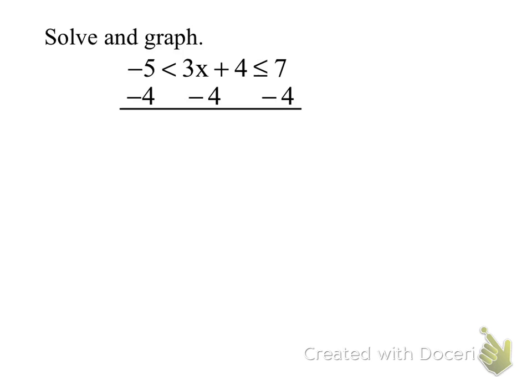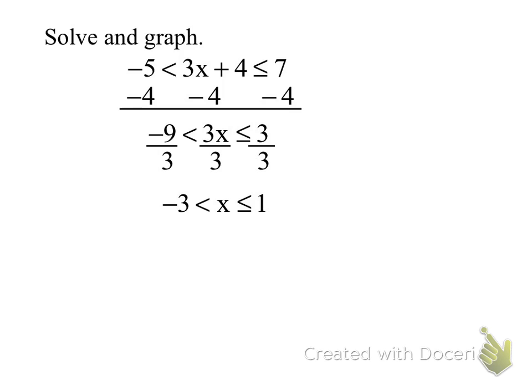Good. And now, what am I going to do? Let's go. Chloe, sorry. You divide by 3. Divide all terms by 3. And we end up with? -3 is less than x, which is less than or equal to 1. Good. Okay, and then we go and graph it.